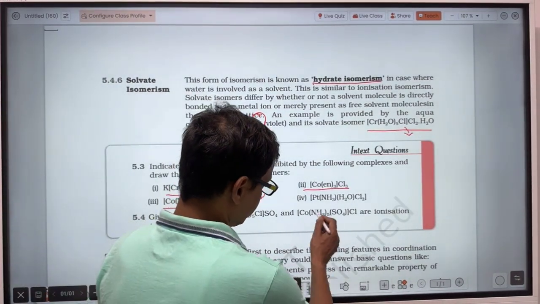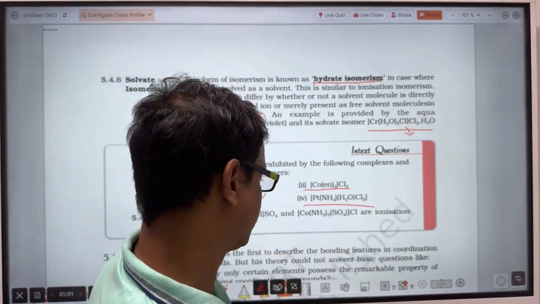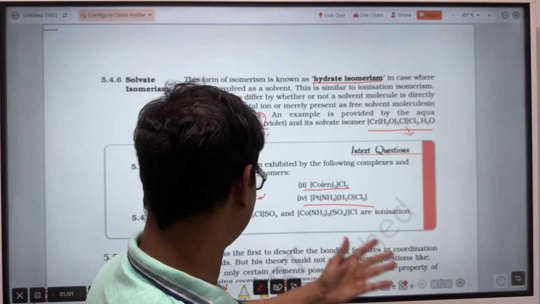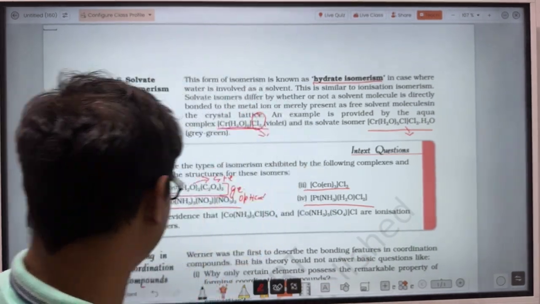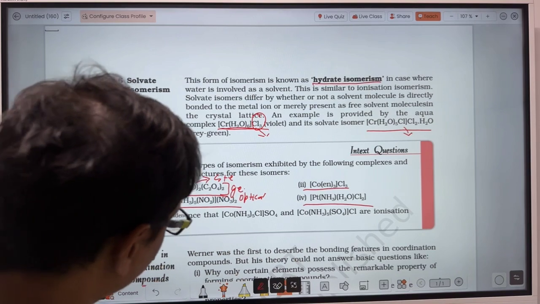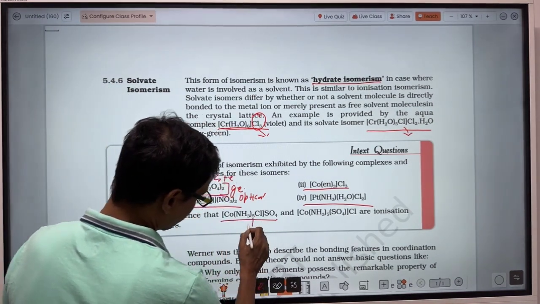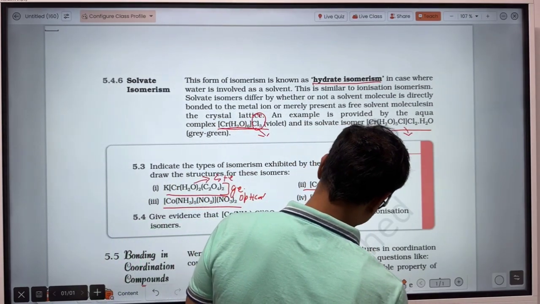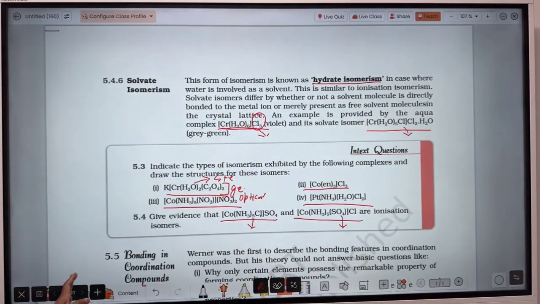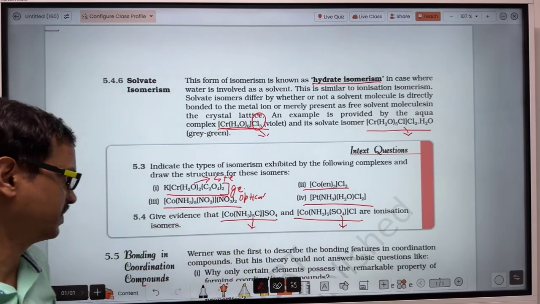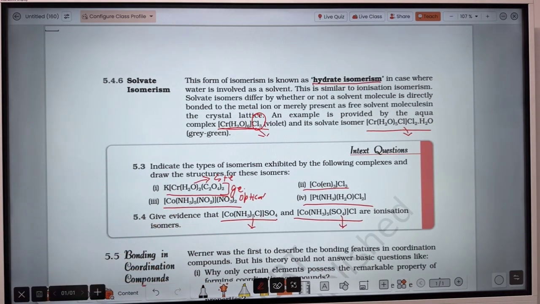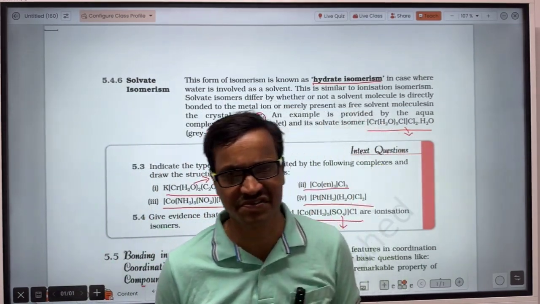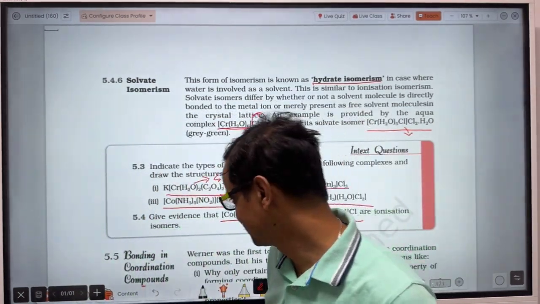Now about this compound. This compound can also show cis-trans isomerism. Now, given this one and this one are ionization isomers. This compound on dissolution will give the test for sulfate ion, and this compound when dissolved in water will give the test for chloride ion. So this compound and this compound are ionization isomers of each other. Clear?